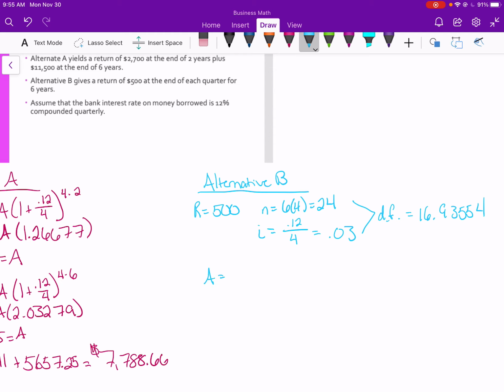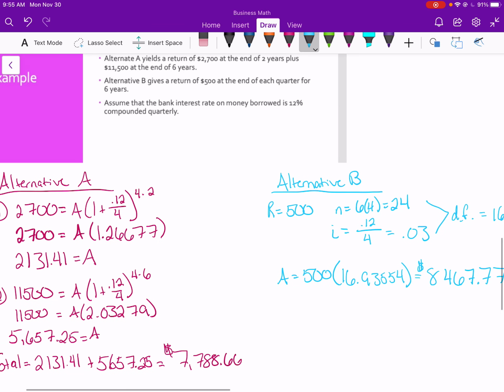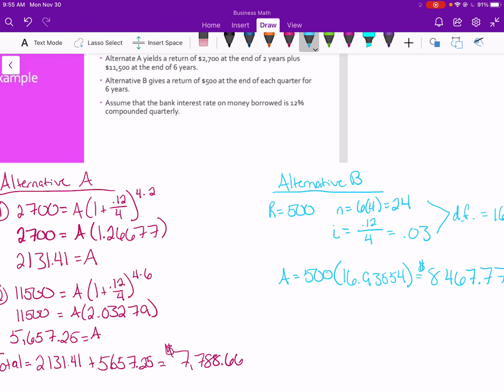So our present value is our periodic payment times our discount factor, which is $8,467.77. Then we want to look and say which one is larger. Alternative B is larger, so that is the route we would want to go.